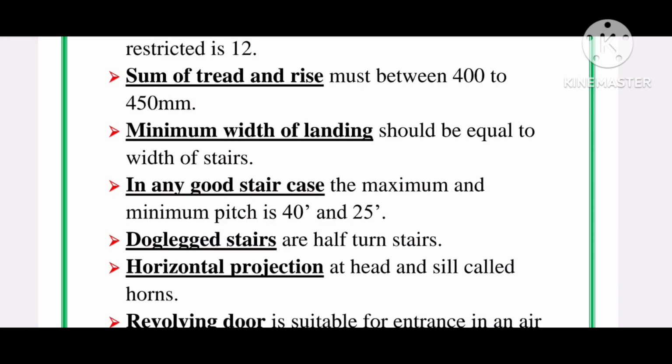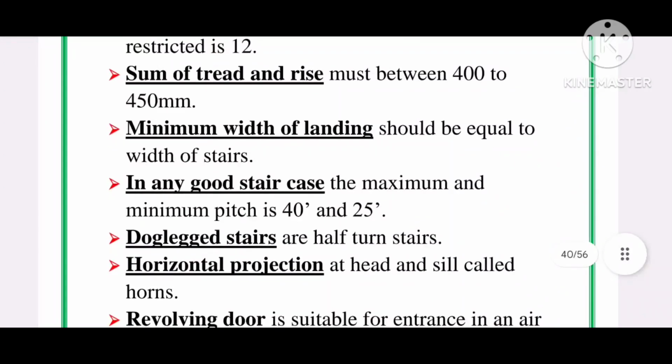Next point, sum of tread and rise must be between 400 to 450 mm. That's a previous year question. Next, minimum width of landing should be equal to width of stairs.